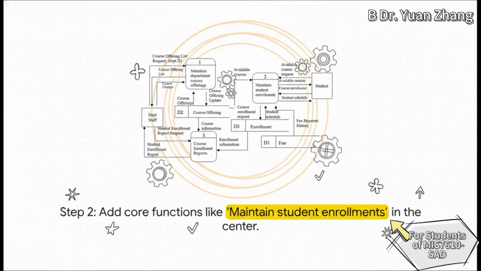Very often, each major use case you've identified is going to correspond to one process on your level 0 DFD. Make sure you give each one a number and a clear, action-oriented name.